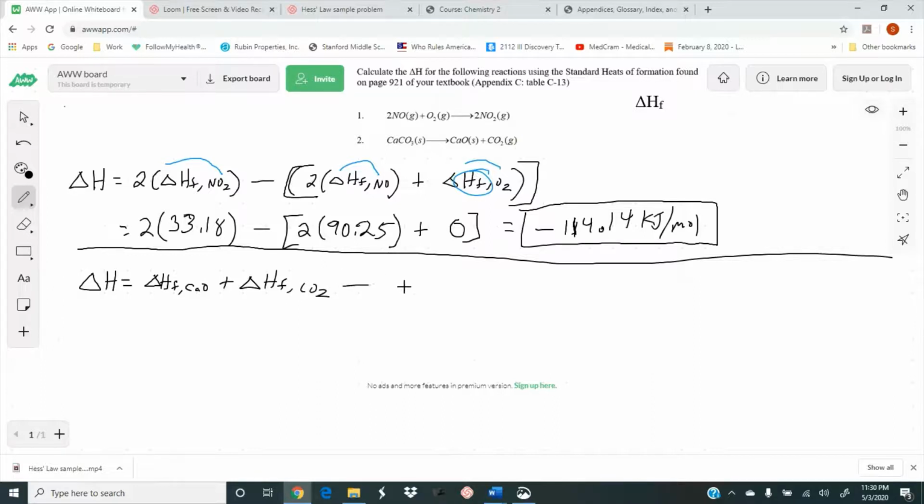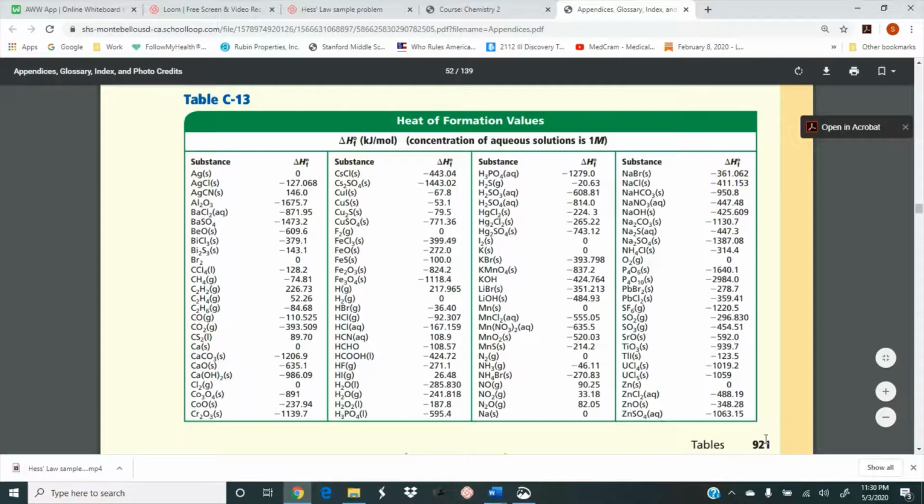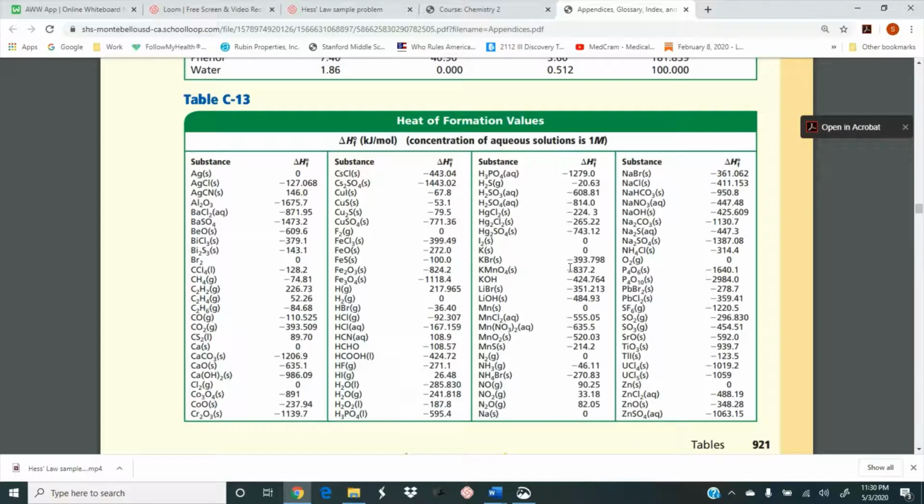And then those are the 2 products. Sorry, those are the 2 products. We do the products first, and then you subtract the reactants. In this case, there's only 1 reactant, so we're looking at the heat of formation of the 1 reactant, and that's CaCO3, calcium carbonate. Let's go ahead and do that. Let's go to the appendix again. Once again, page 921 in your book, found in the appendices. Calcium carbonate, where can we find it?